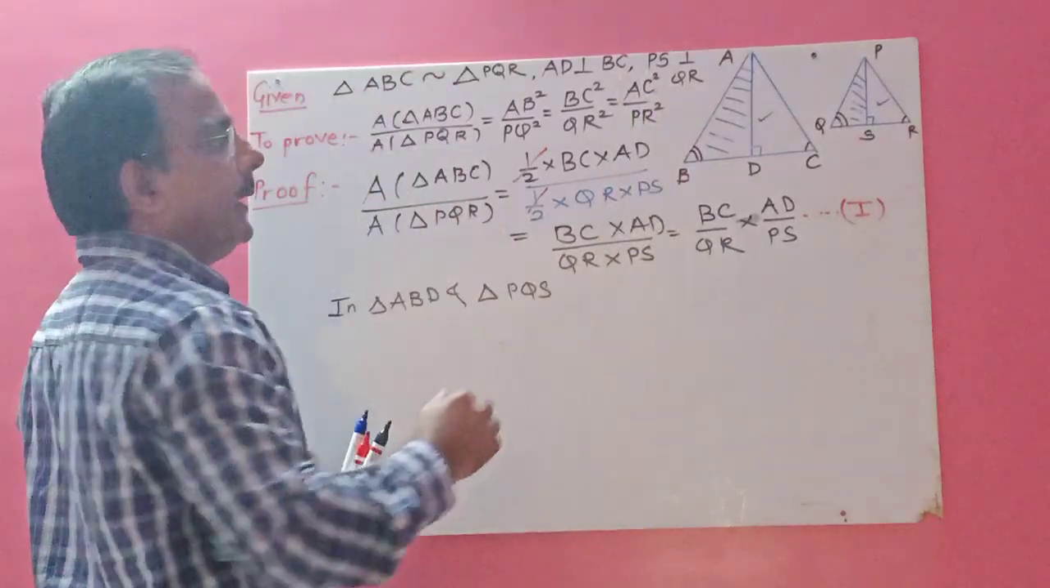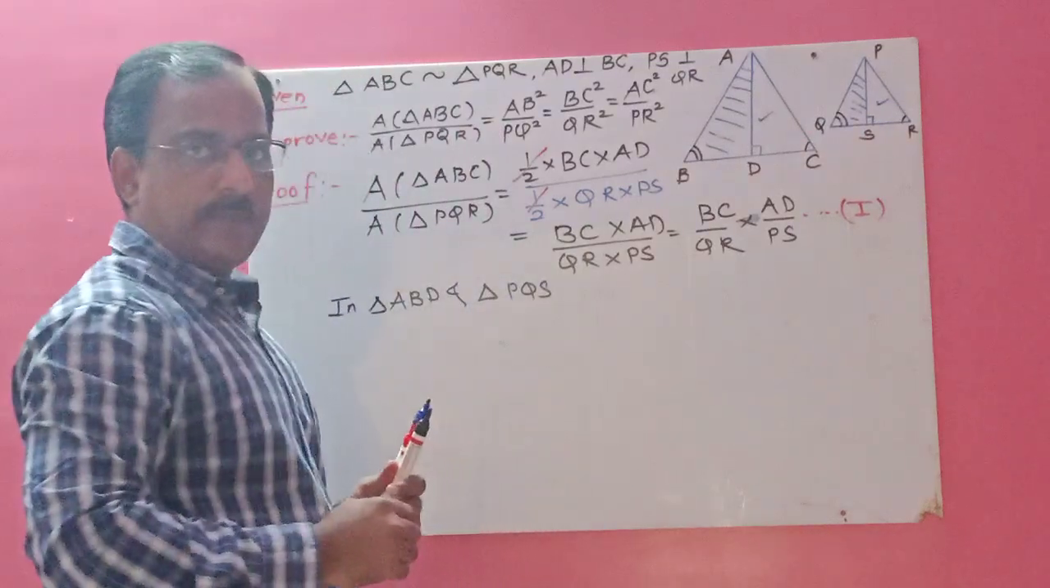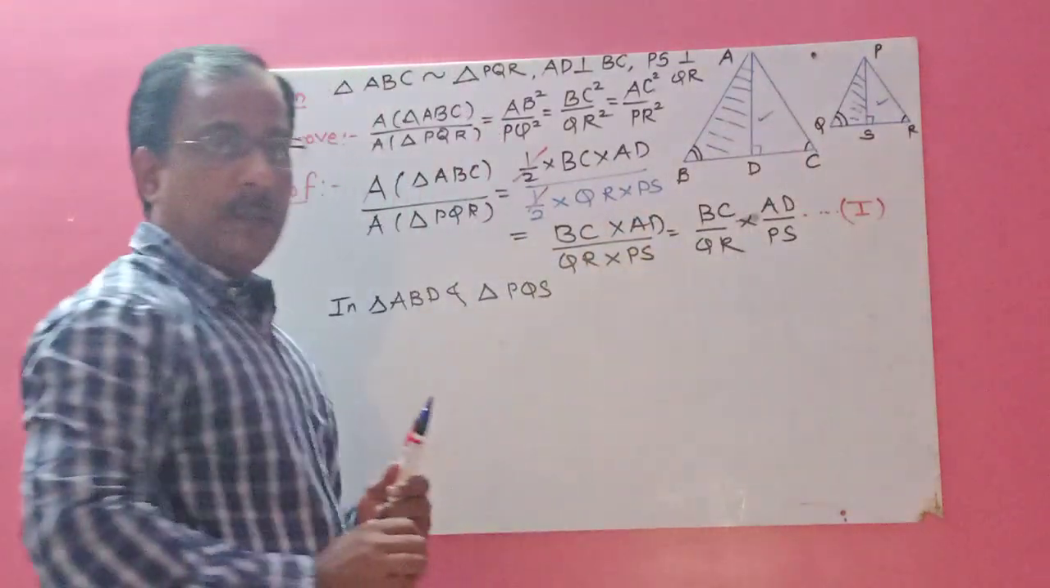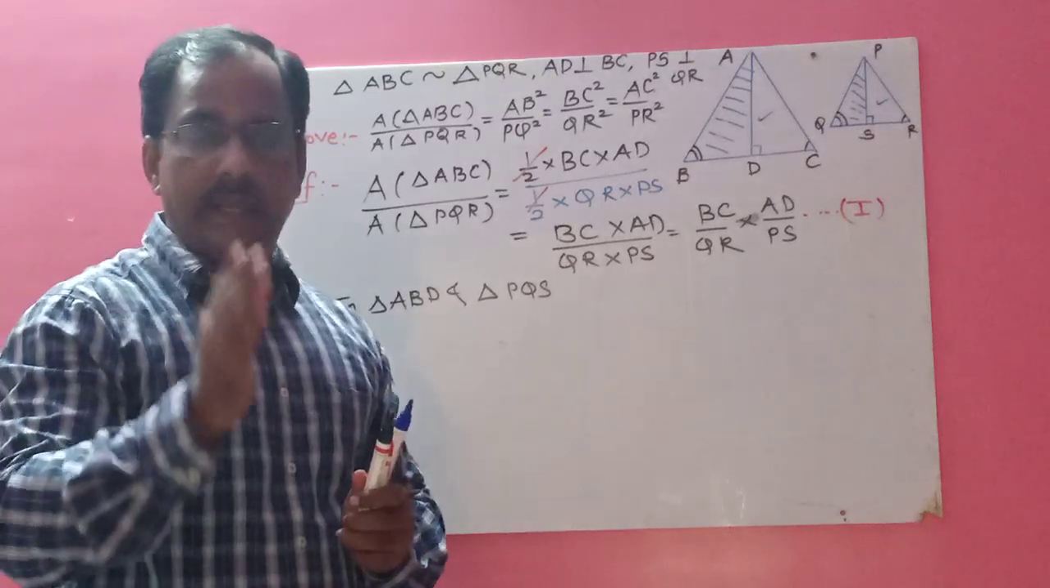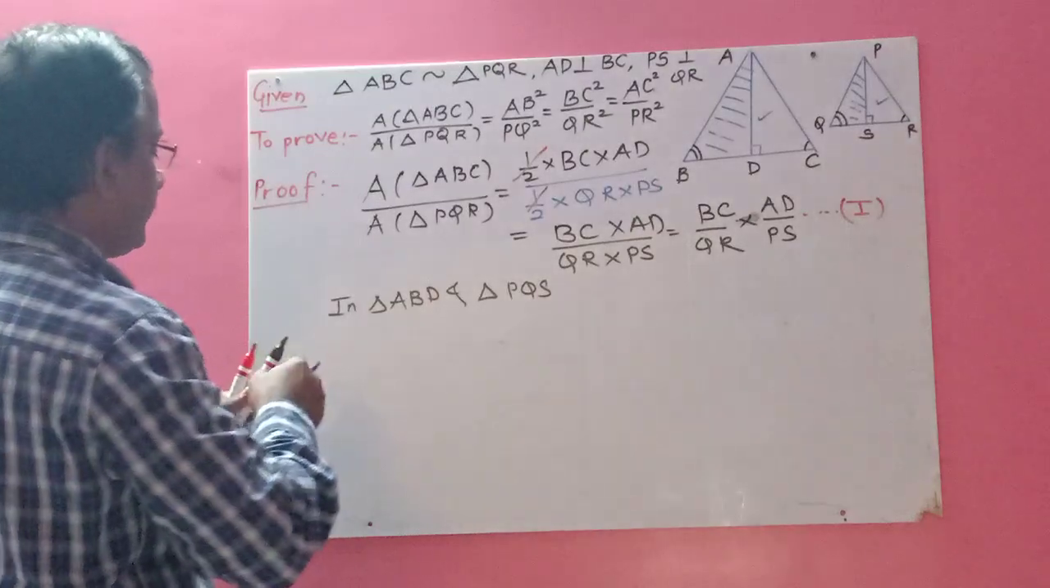Number one. Number two, this angle is 90 and this angle is also 90. Therefore, we can say that these two triangles are similar. By which test? By a test of similarity. So here write the same thing.